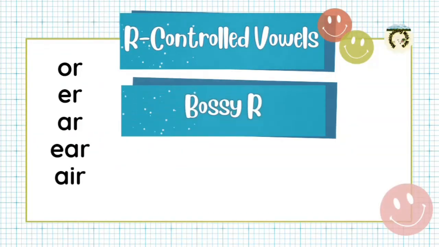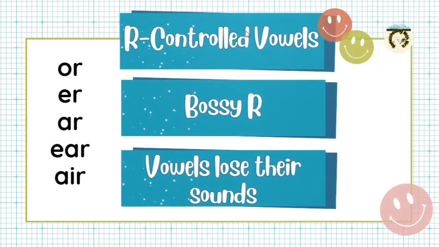Now we have R-controlled vowels. R-controlled vowels have a bossy R. What does it mean by bossy R? It means that because of this R, vowels lose their original sounds. This R affects the sound of vowels and makes them say a different sound. These are the R-controlled vowels.